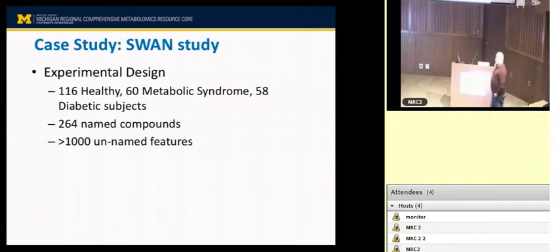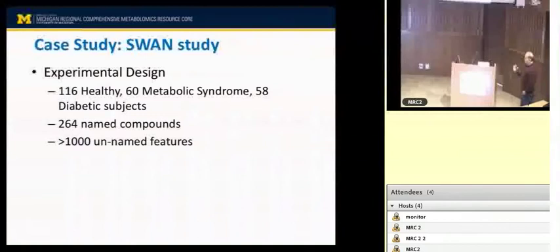This is much simpler, because in this particular case, what you may be interested in is which metabolites are significantly differential between the healthy and the diabetic subjects, or the metabolic syndrome and the diabetic subjects, or which metabolites are significant across all possible comparisons. So again, which question you're asking matters a lot on which statistical technique you're going to use and how you're going to formulate your hypothesis and how you're going to go about it.